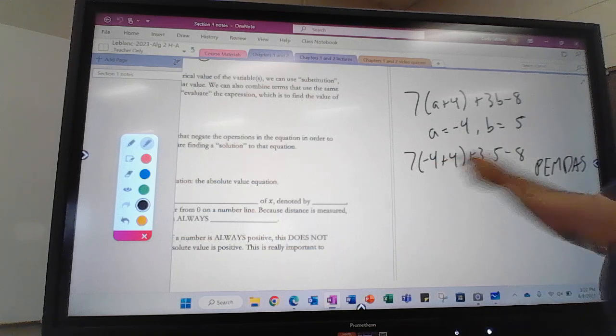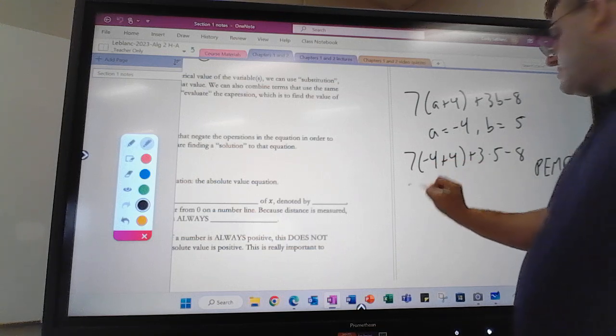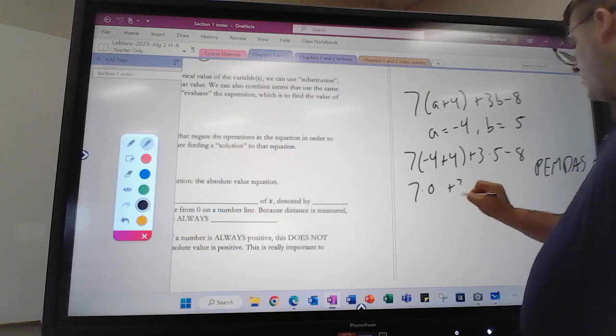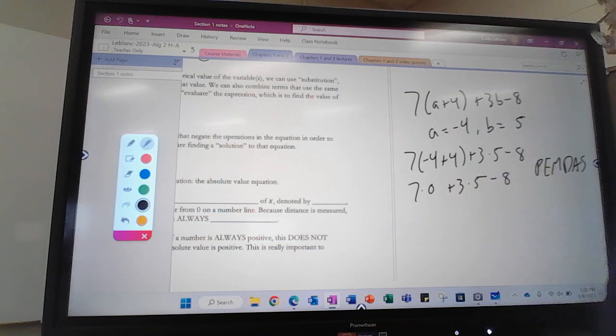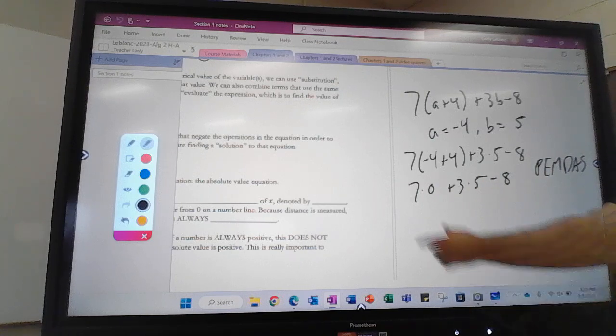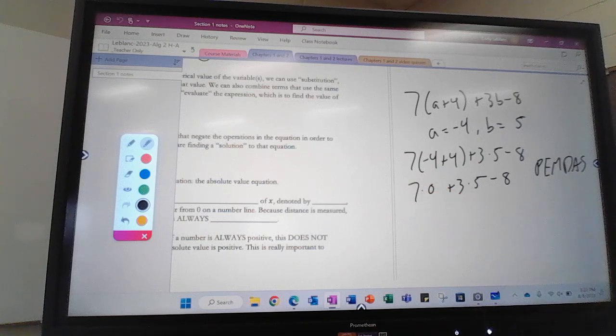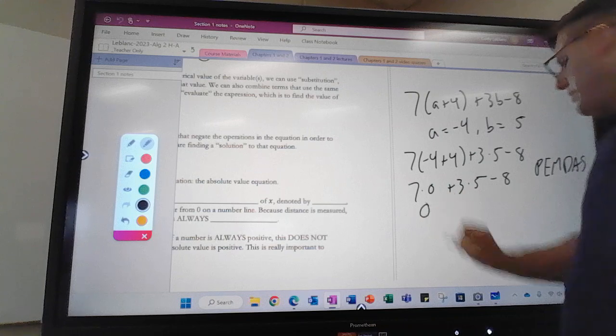We're going to start here. Negative 4 plus 4, that's 0. I don't see any exponents, so now I'm going to go to multiplication and division from left to right. So this times this, and then this times this. 7 times 0, of course, anything times 0 is 0.